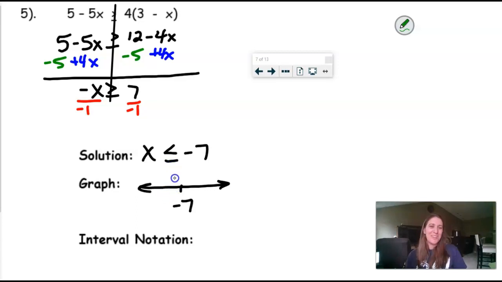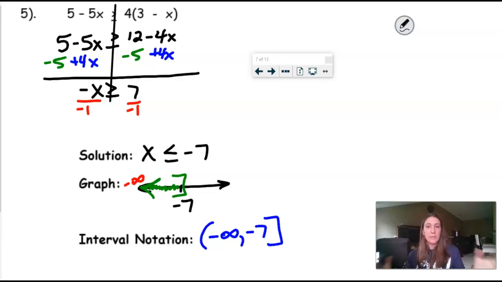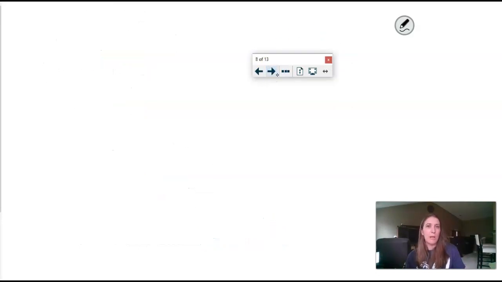All right, I want all my numbers that are less than or equal to negative 7, so that would be this way, and then a bracket because of the equal to bar. So my interval notation, remember right down here on the left is the negative infinity. So your solution set goes from negative infinity to negative 7. The good news about reading them off a number line is they read like a book, you know, left to right. So that's kind of consistent with how you've always done your reading, which helps.